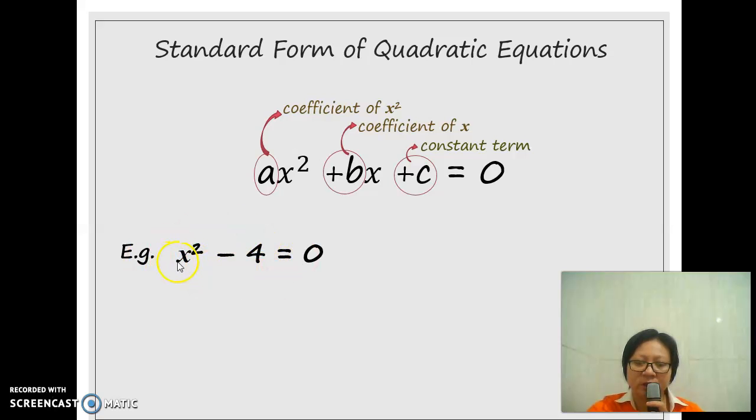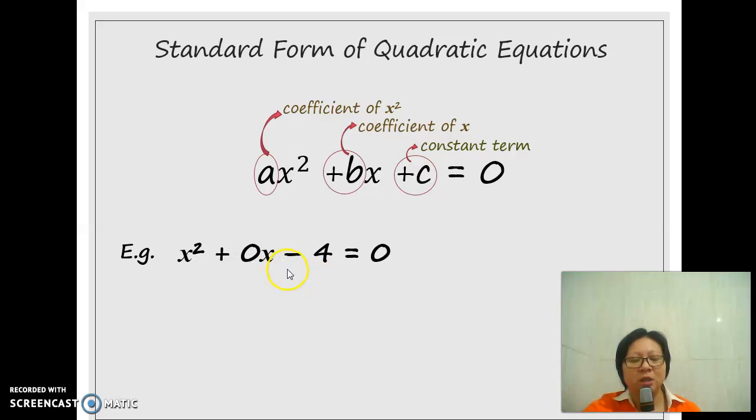For example, this one, x squared minus 4, we need to change the x squared minus 4 into standard form. So we need to use the coefficient of x equals 0. So we have x squared plus 0x minus 4 equals 0. So the value of b equals 0.